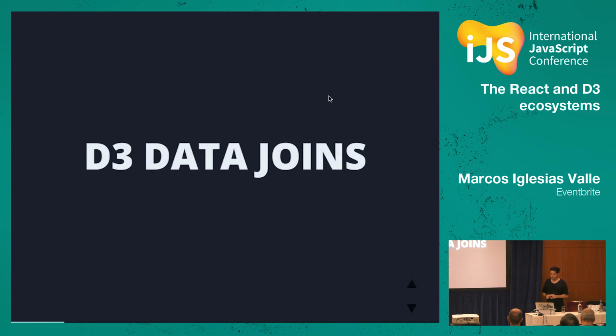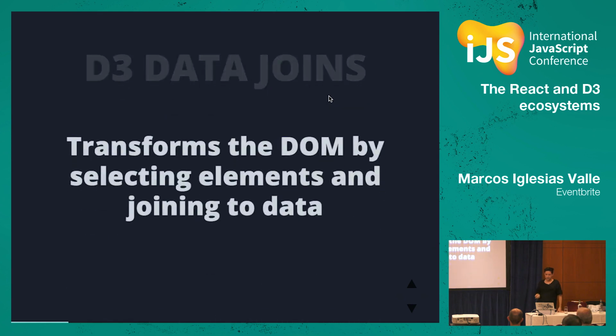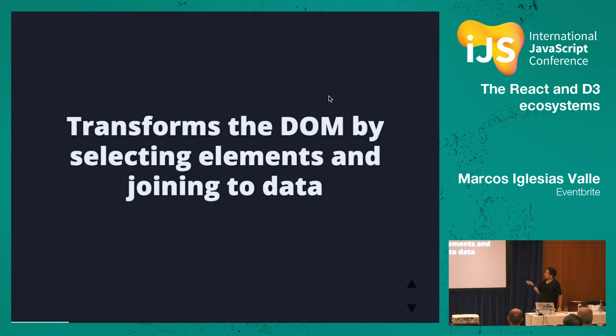Cool. So it's important to talk about data joins when talking about D3. Maybe this concept is a little bit hard to understand, and if you don't get it at the beginning, that's fine. It took me, I would say, years to understand it really well. But I'm going to touch on them a little bit because we will talk about parallels between the way React works and the way D3 works, and data joins are a big part of it. So a data join transforms the DOM by selecting elements and joining them with data.